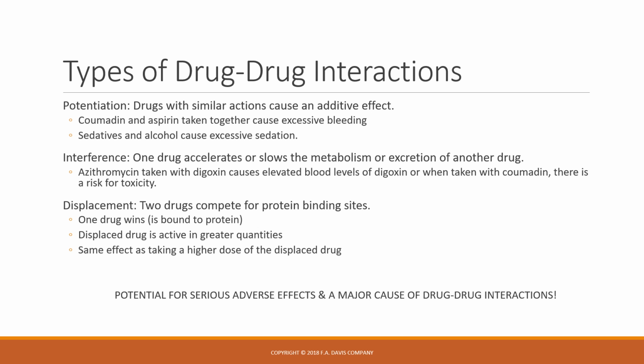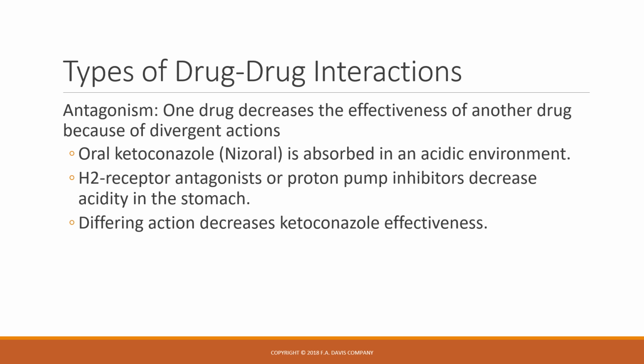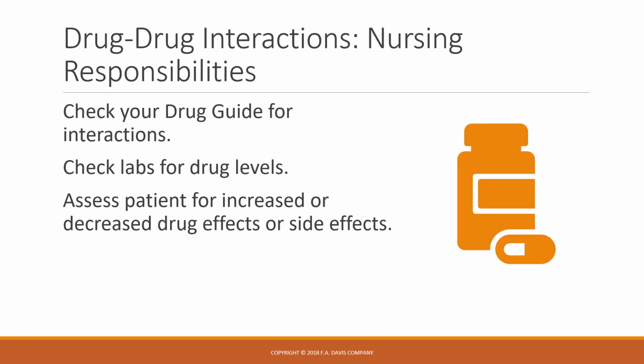These interactions do have a potential for serious adverse effects. So you want to know about these types of reactions. And if you don't, of course, you want to consult the pharmacist or your drug handbook. And this is where one drug decreases the effectiveness of another drug because of divergent actions. So this means that one drug makes the other drug not as effective as it would be. As a nurse, when it comes to drug-drug interactions, your responsibilities would be to check your drug guide for interactions or consult with your pharmacist, check labs for drug levels, and you want to make sure you are assessing your patients for drug effects or side effects. That's why it's important for you to know about your drugs.